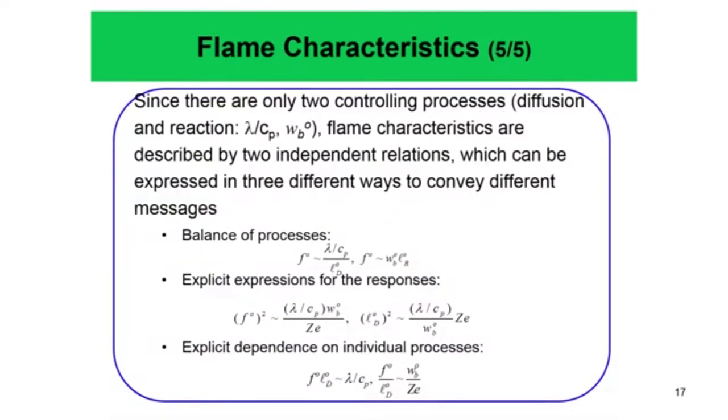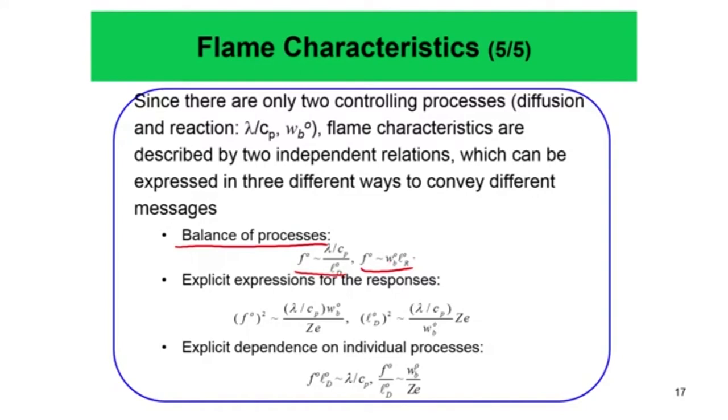Okay. So to end this discussion on the flame characteristics, as we have seen, there are only two controlling processes, that is diffusion and reactions, and the flame characteristics are described by independent relations, which can be expressed in three different ways to convey different messages. So if we just consider the balance of the convective and the diffusive terms, or the convective and the diffusive fluxes, you obtain F0 is equal to lambda by Cp divided by LD0. Whatever is flowing, this flux has to be consumed if there is complete combustion, which is of course the case, and F0 is essentially WB0 times LR0.